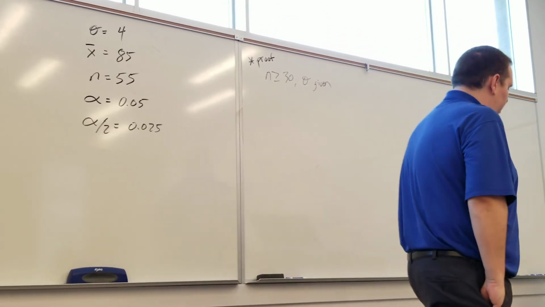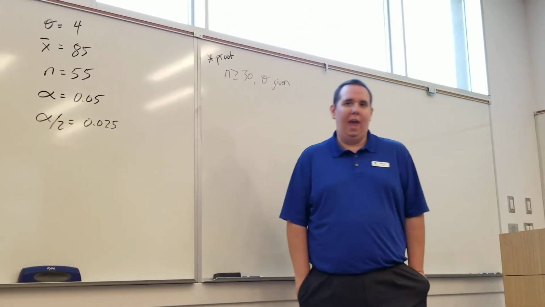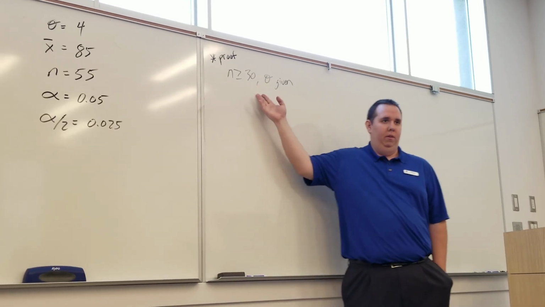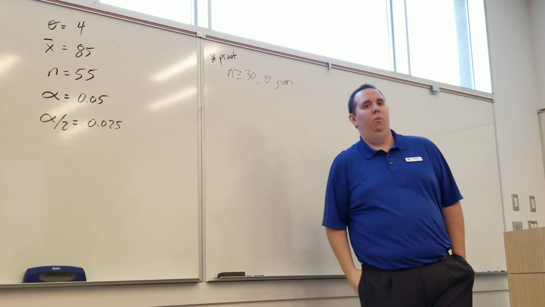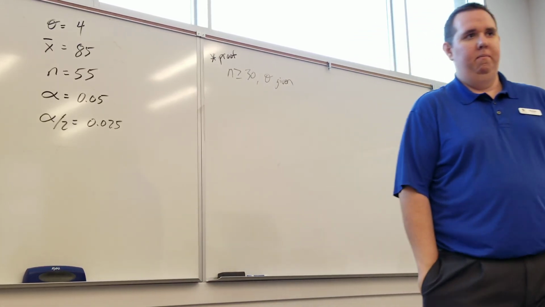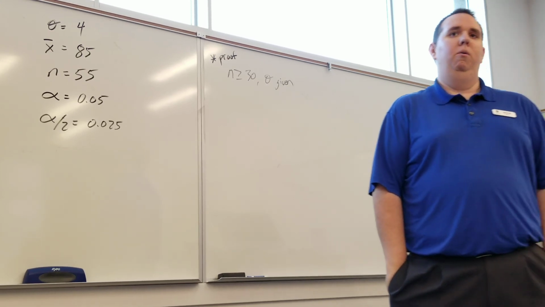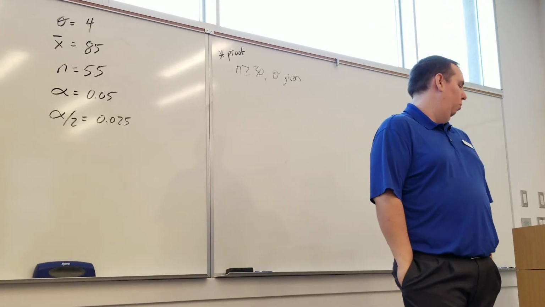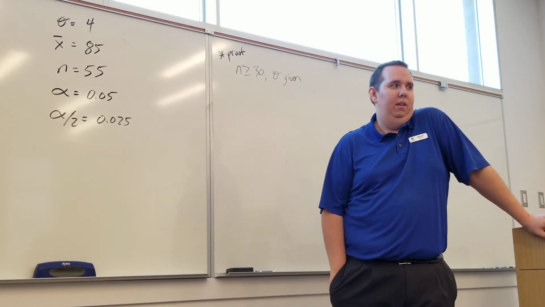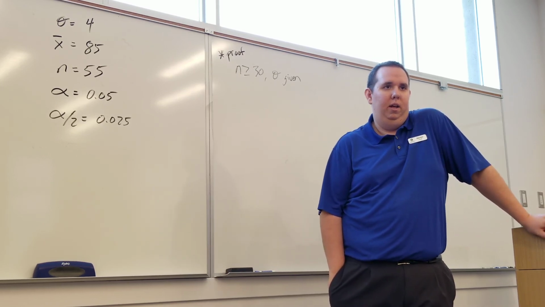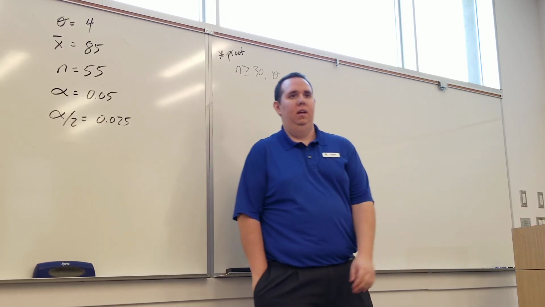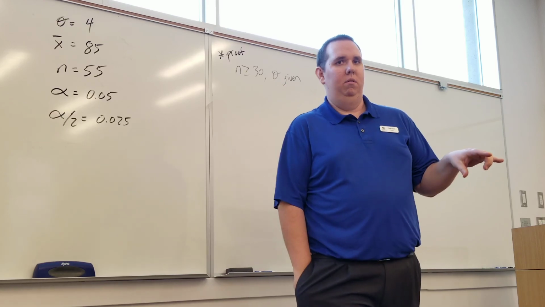So, if we cannot use a z-score, if none of our proofs work out, what do we do? T-score, right? So if we have to use a t-score, then we're looking at a different table in our booklet. And what do we need in that table?